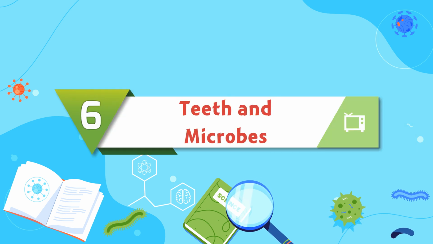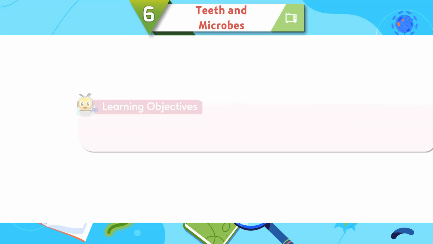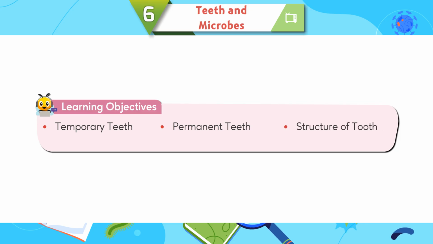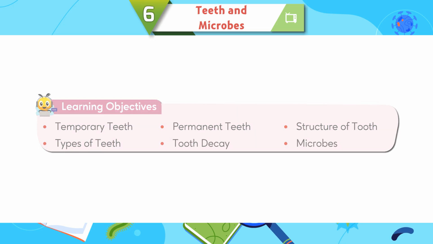Chapter 6: Teeth and Microbes. Learning Objectives: temporary teeth, permanent teeth, structure of a tooth, types of teeth, tooth decay, microbes.